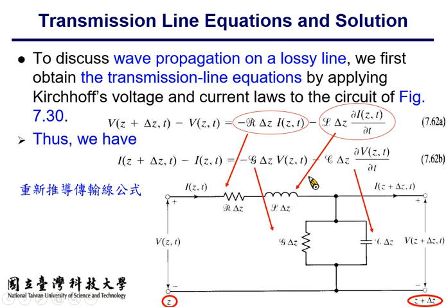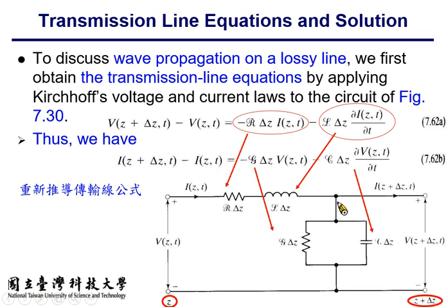On the other hand, for the inductor, you abide by the relationship of voltage and current in terms of inductance. That is, the voltage difference accumulated on the inductor is the product of the inductance L times delta Z, times the time derivative of the current. So here is del I over del T.